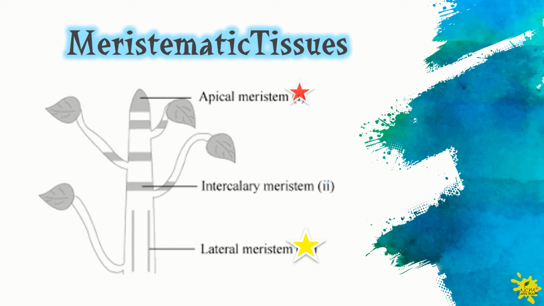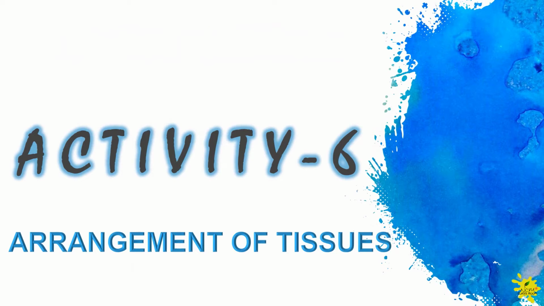The second is intercalary meristem. These intercalary meristems help in the growth of the stem. They help the plant to grow in length. Now, the third is lateral meristems. These tissues are present around the edges in a lateral manner and give rise to growth in girth of the stem.